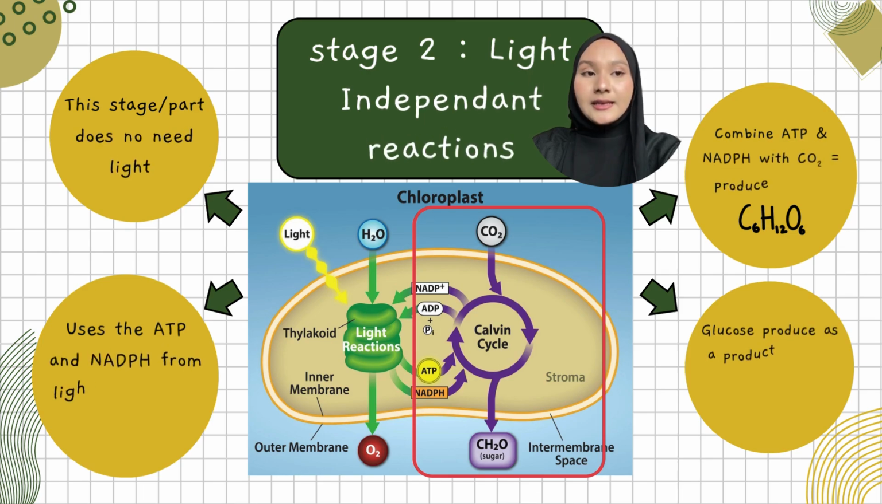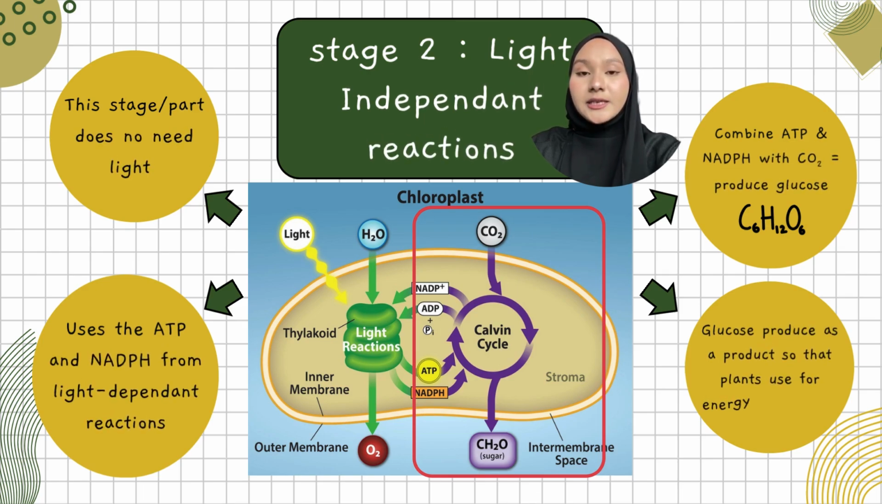After that, the next stage is the light-independent reaction, or the Calvin cycle. This process uses ATP and NADPH from the light reaction together with carbon dioxide to produce glucose. Even though it does not need light directly, it depends on the energy produced in the light-dependent reaction.